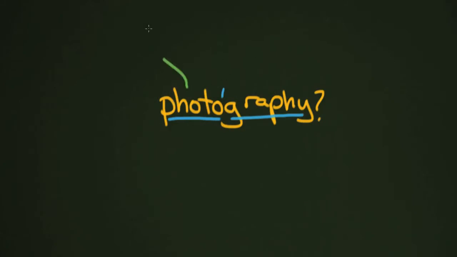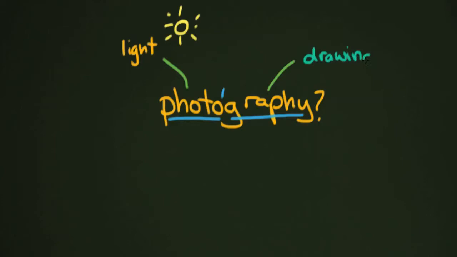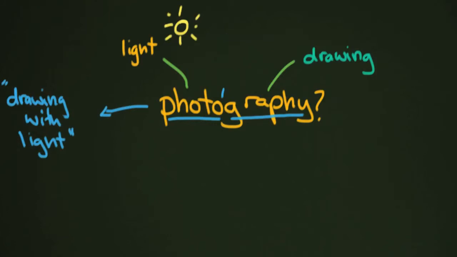Photo is a Greek word for light. And light not in the sense of heavy or light, but light in the sense of the sun, like what you see with your eye. And then you've got graphy over here. And graphy sort of means something along the lines of drawing. So when you put those two things together, you come up with drawing with light, which I think is a really great way of describing what photography is. Photography really is, in a lot of ways, drawing with light.